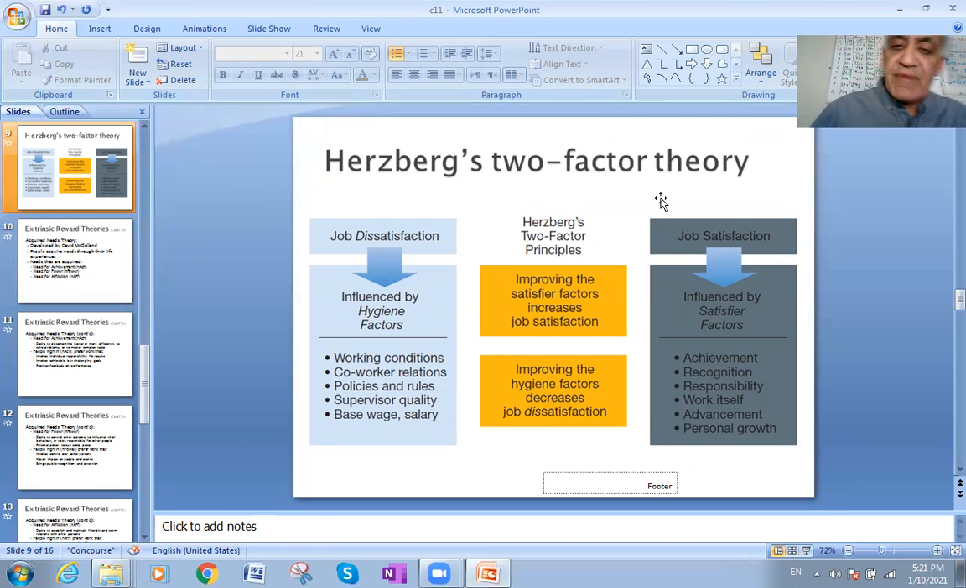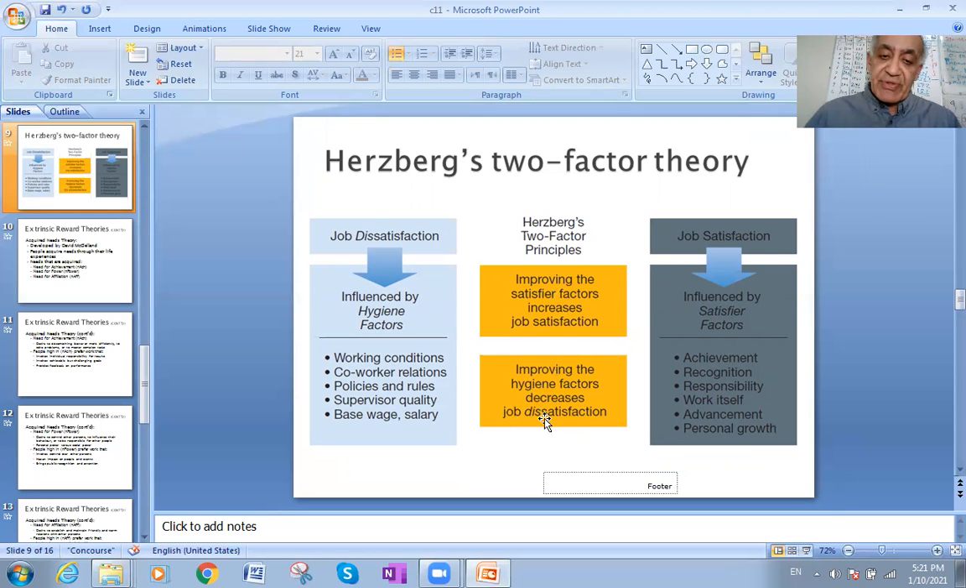So Herzberg's two factors theory shows us job satisfaction and job dissatisfaction. He said we have two principal factors. We have hygiene factors and we have satisfier factors. So improving the hygiene factors will decrease job dissatisfaction. The people will be satisfied as long as you improve the hygiene factors.